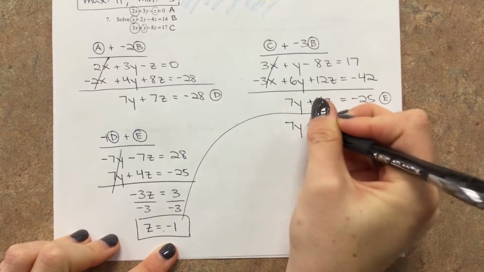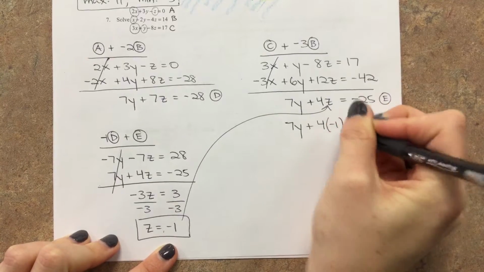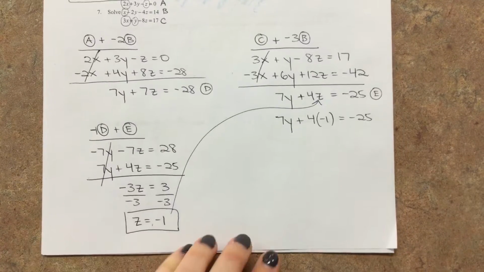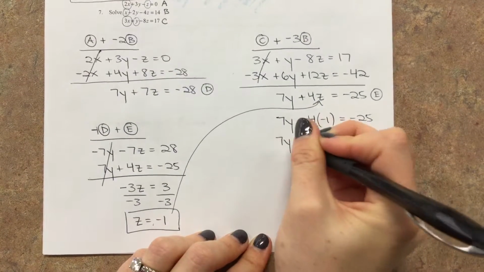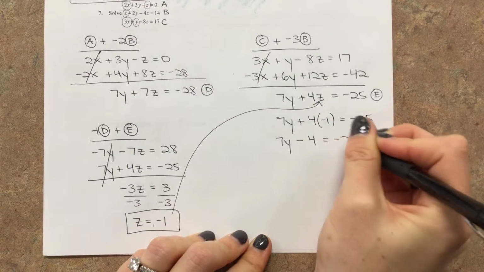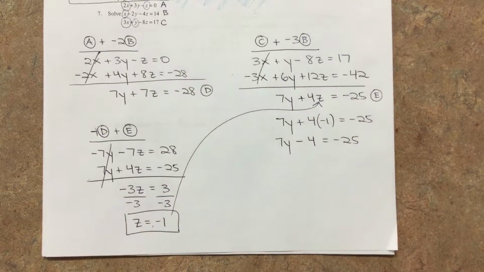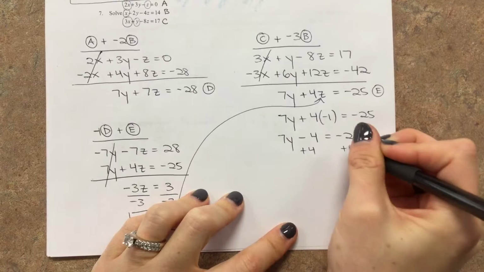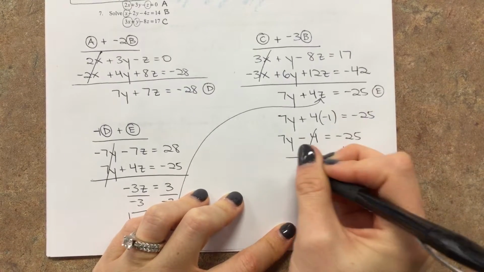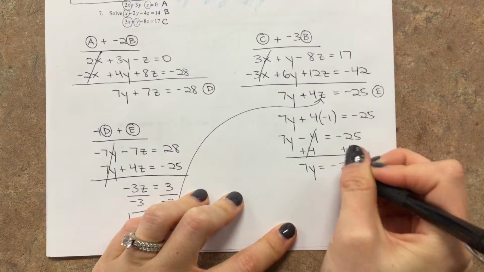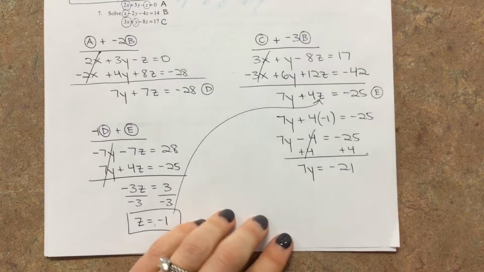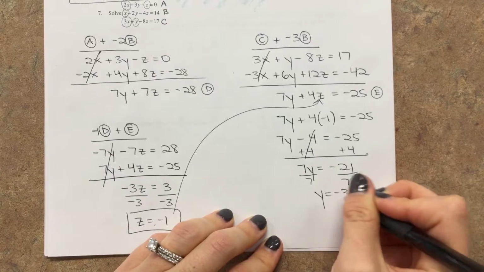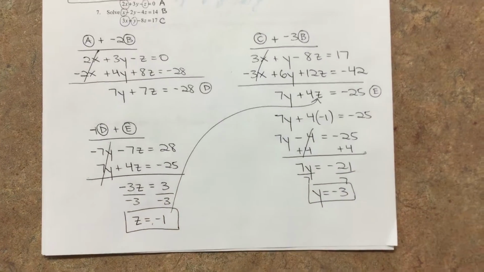So we get 7y plus 4 times -1 equals -25. Okay, so then our equation looks like that. To get y by itself, we're going to add 4. We get 7y equals -21. And then divide both sides by 7, and we end up with y equals -3. So that's 2 of our 3 answers.